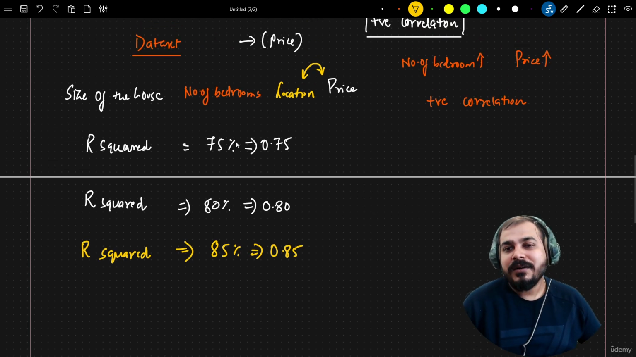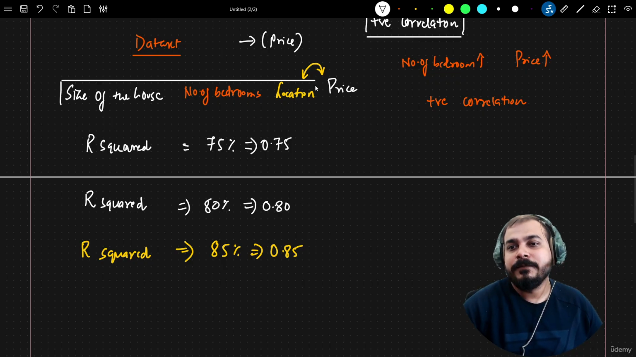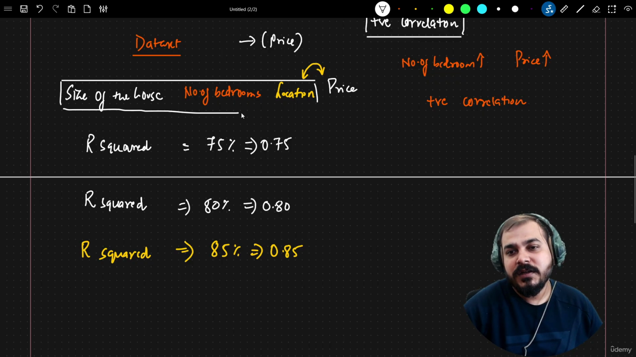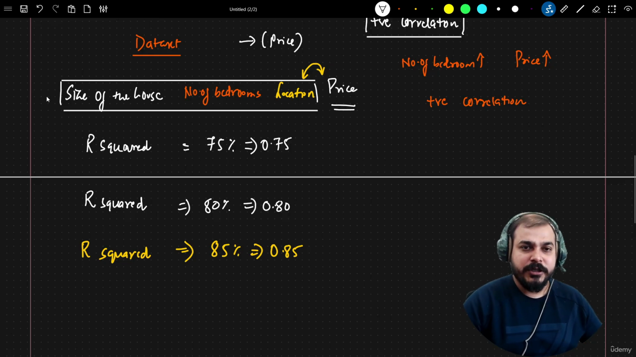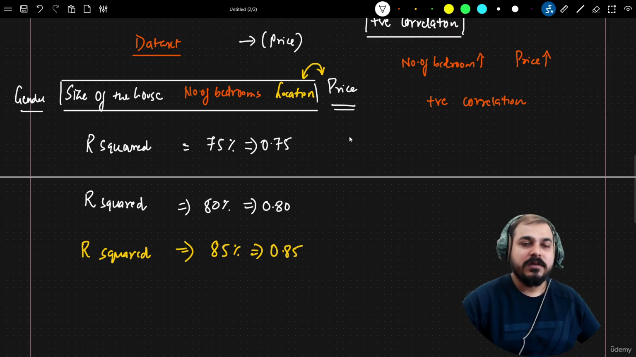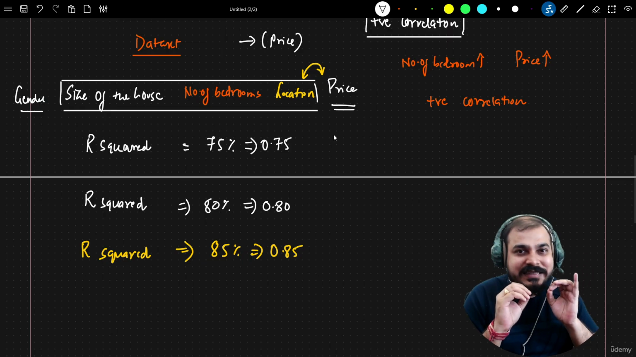Now, let's say that this many independent features I have, and this is my dependent feature. Now, let's say that I have added one more feature. This specific feature basically says which gender is going to stay in this house. I'm just adding one feature. That does not make any sense.